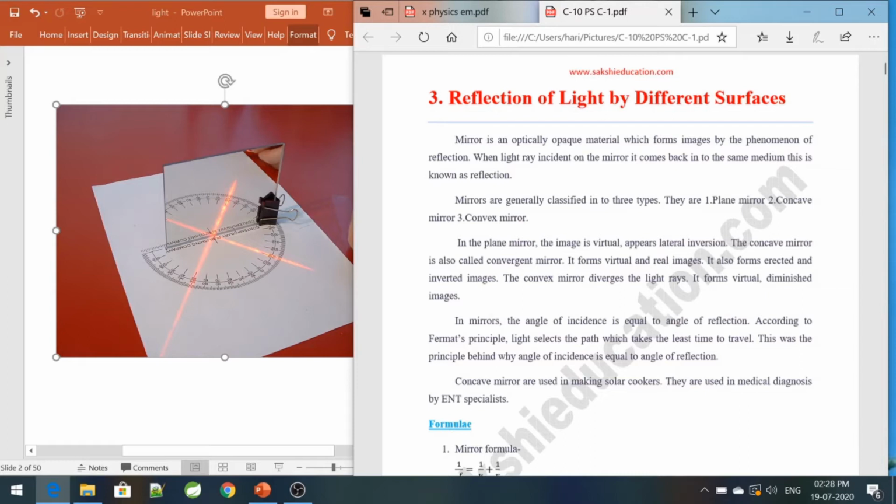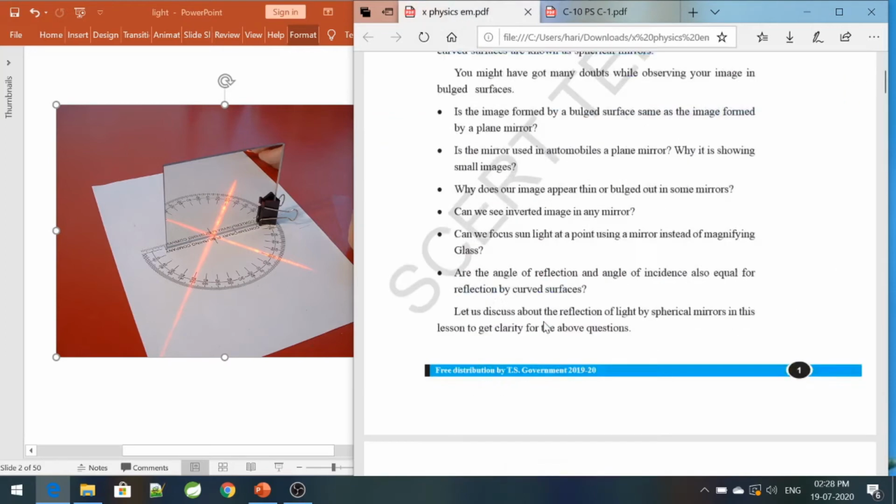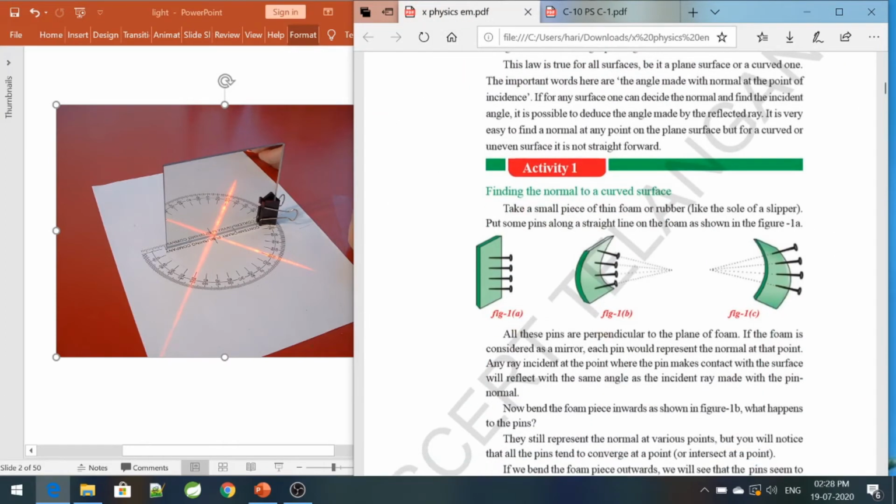In a mirror, the angle of incidence is equal to the angle of reflection. According to Fermat's principle, light selects the path which takes the least time to travel. So which path is selected by the light? The one which takes the least time. That's why the angle of the incident ray is equal to the angle of reflection. And what is divergent, convergent? See here, these are converging together.